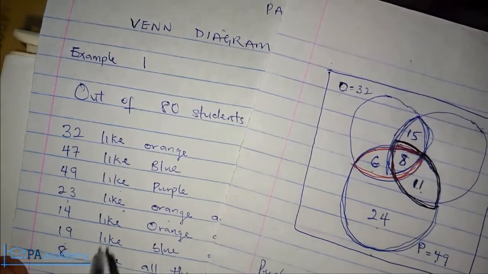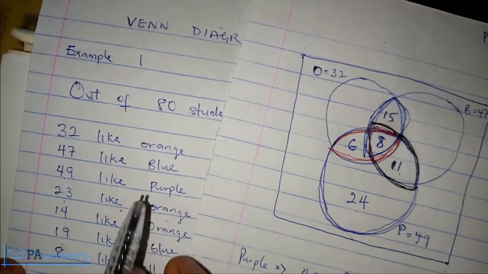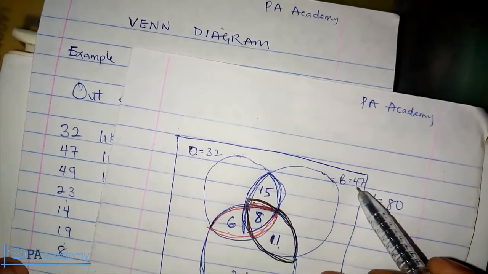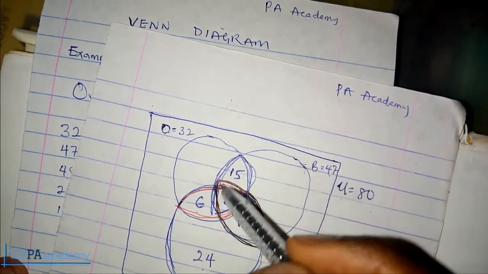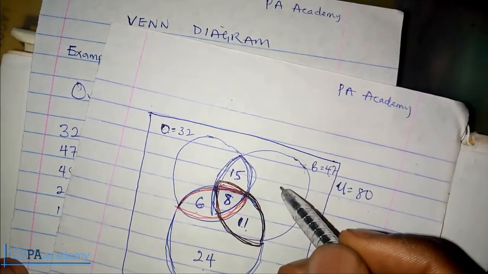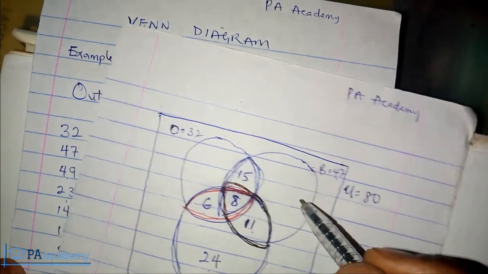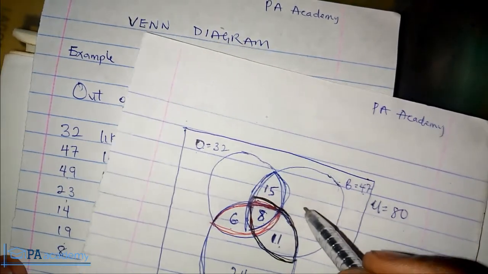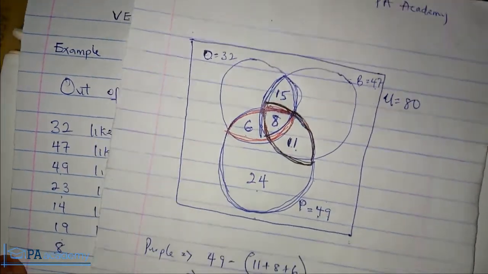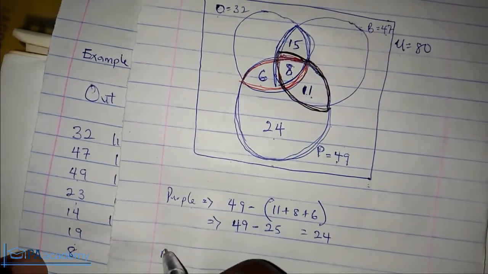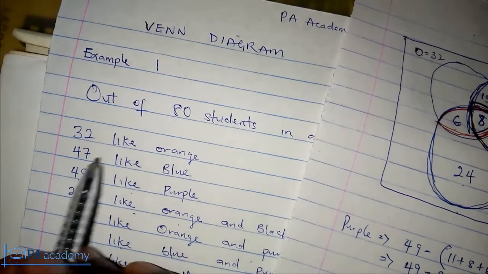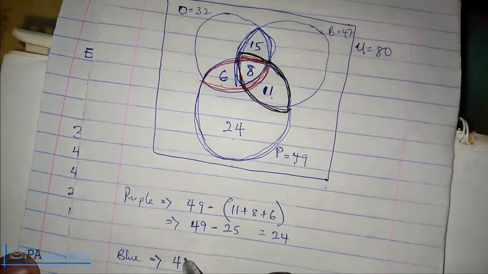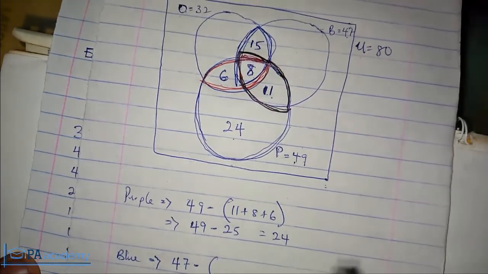So let's go to the next color, which is blue. For blue it is 47. Now everything here must equal 47. Now we are going to look for those that like only blue. Only blue. For us to get that, we'll do the same thing we did for purple. We've been told that those for blue are 47, so that'll be 47 minus every other thing.